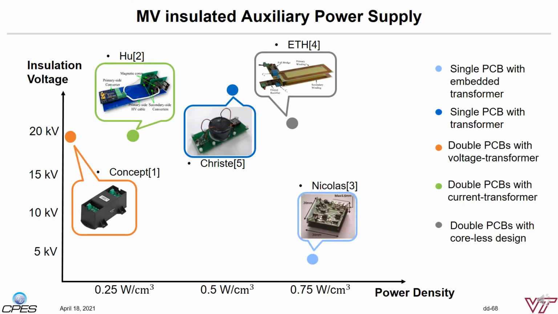This page shows several examples of the auxiliary power supply system in terms of the power density and the insulation capability. In our design, we like to push the power density as high as possible while achieving a high insulation level. The basic approach here is to drive the isolation transformer in the multi-megahertz range for smaller size. Then the insulation structure needs to be carefully designed to achieve a high PD-free voltage level.